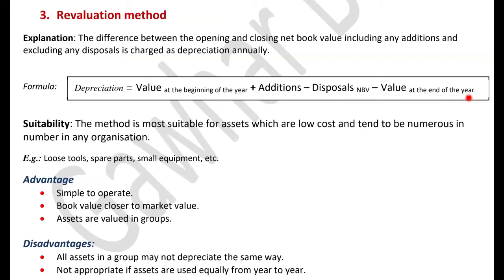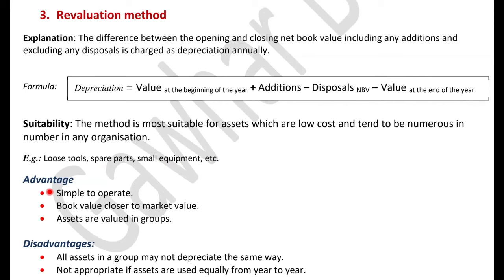Now let's go to the suitability of this method. The method is most suitable for assets which are low cost and tend to be numerous in number in any organization. For example, loose tools, spare parts, small equipment, etc. Let's go to the advantages. Advantages of using the revaluation method.